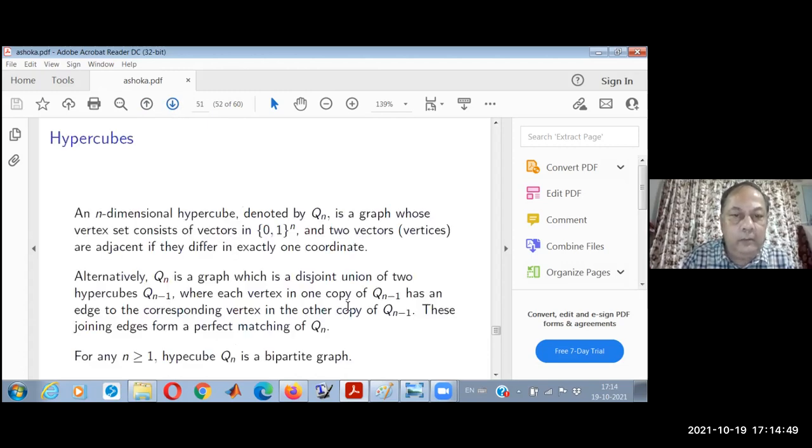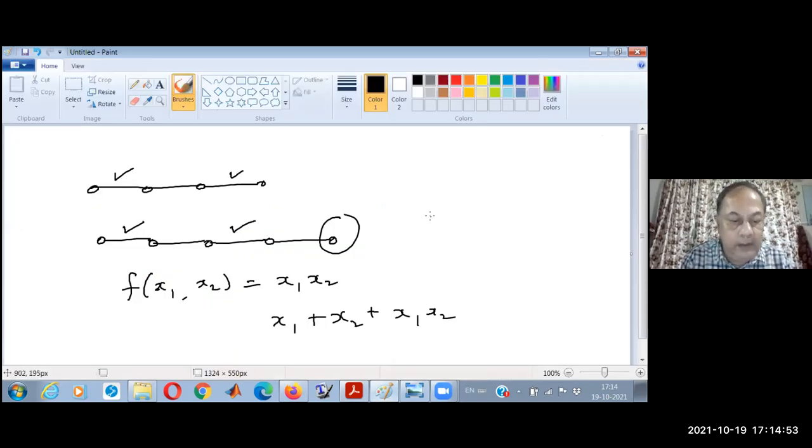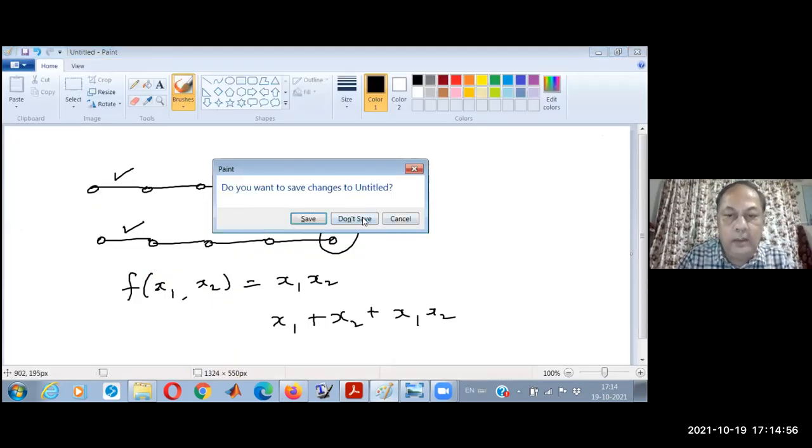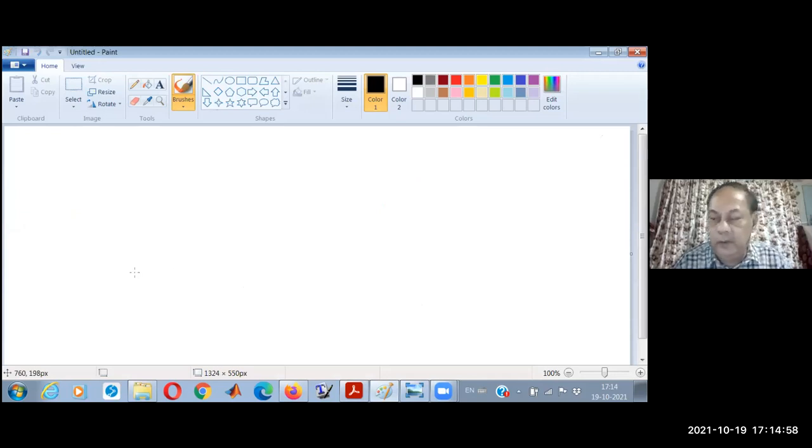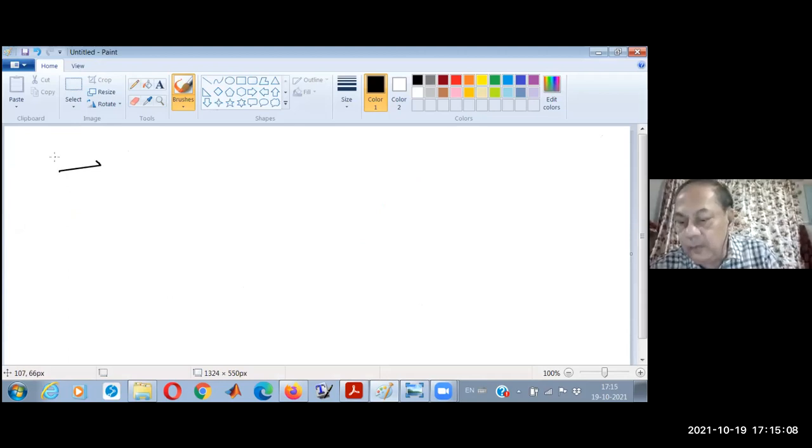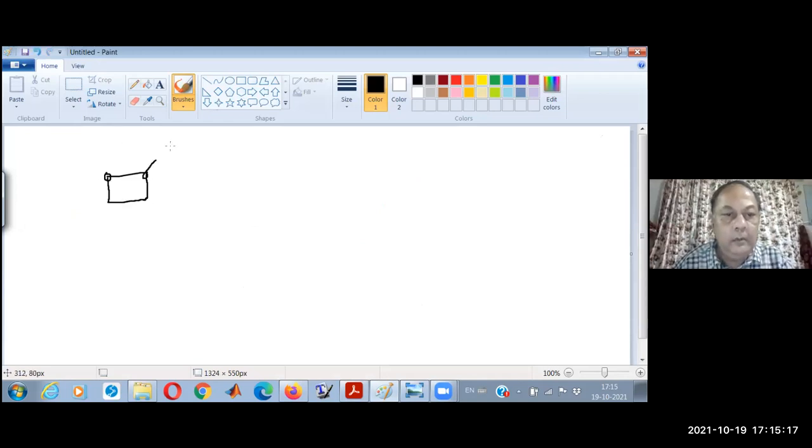And going from Qn to Qn plus 1 is a very easy construction. Let me just tell you how it is done. Suppose you have one cube, this is the 3-dimensional cube. This is one hypercube, what we call Q3.